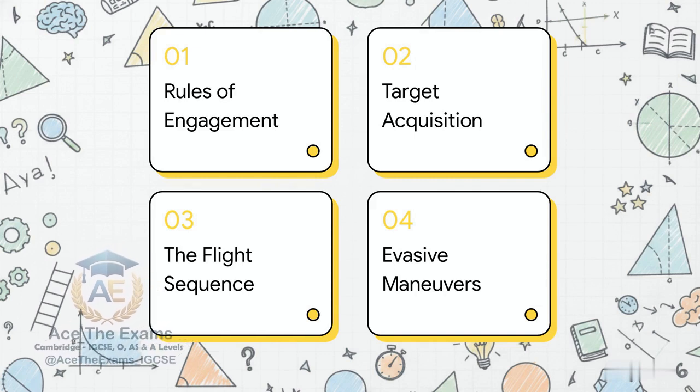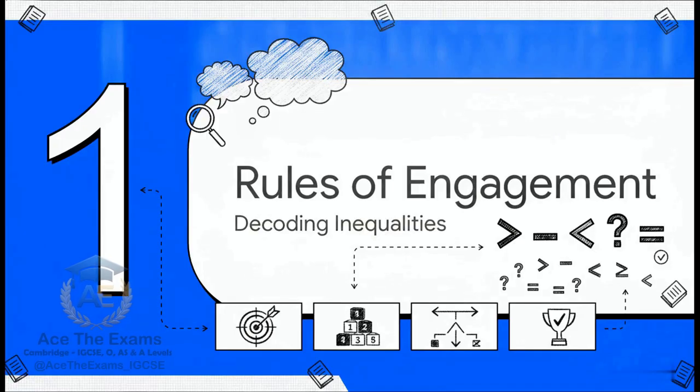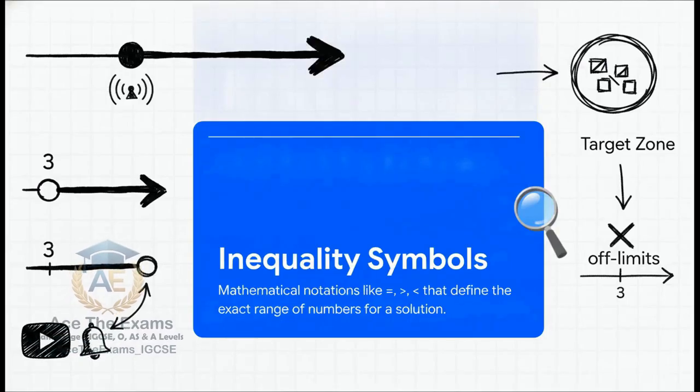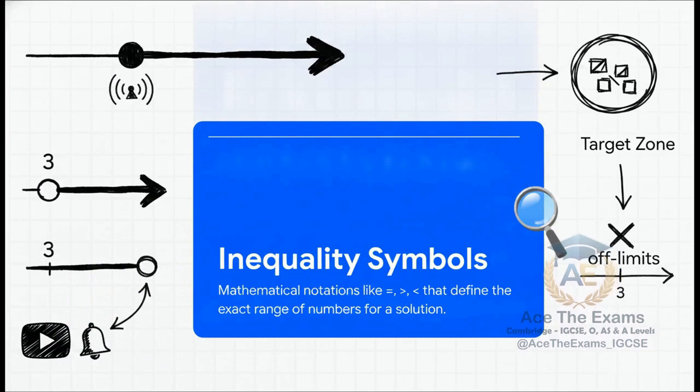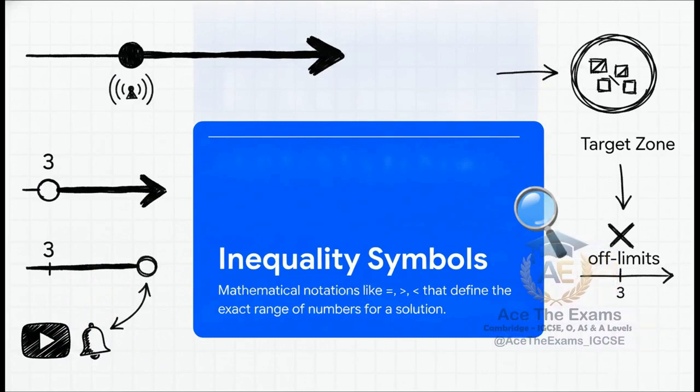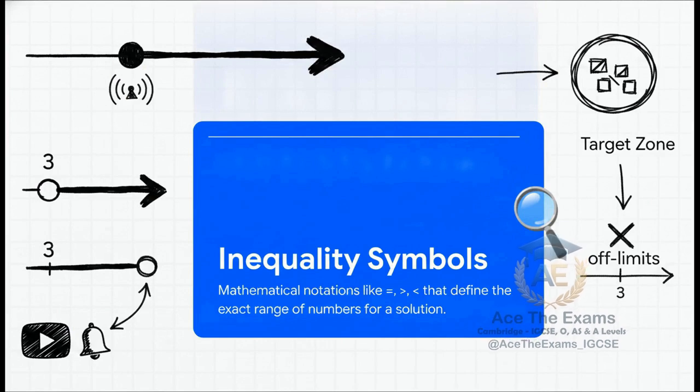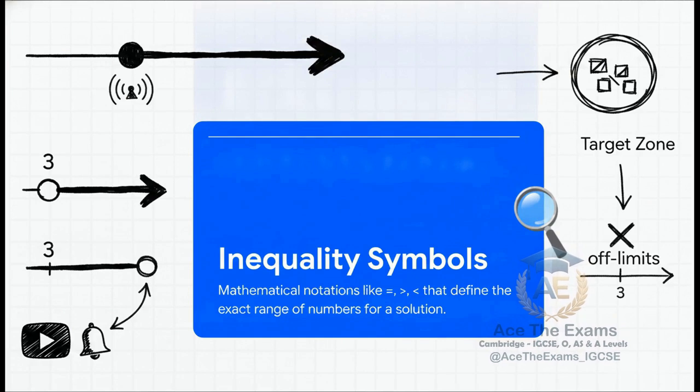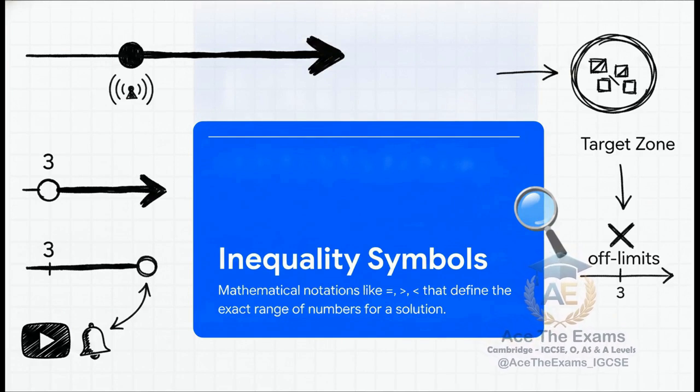Okay, let's strap in and get started. Let's move right into our first section, Phase 1, Rules of Engagement. We're starting by decoding inequality symbols. In Cambridge Mathematics, your mathematical symbols are your absolute, non-negotiable parameters. Think of it this way. If you misread the symbol, you fly totally out of bounds. These specific symbols dictate exactly which numbers are allowed to be in your final answer. It's basically your radar lock.